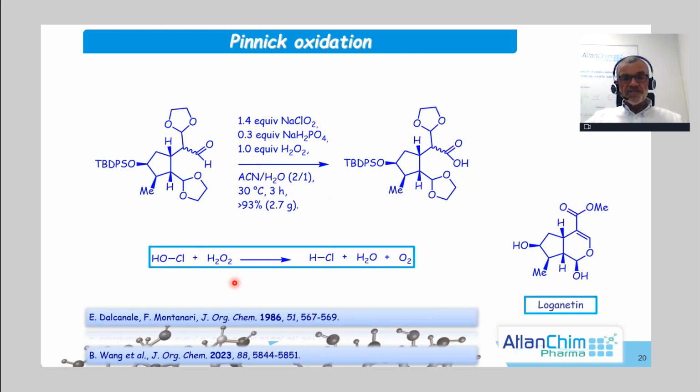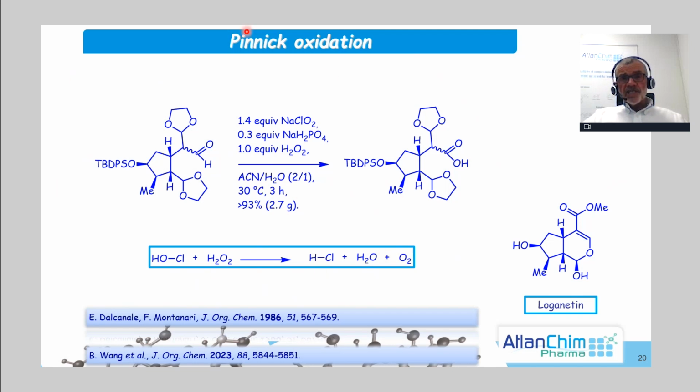In the Pinnick oxidation, hydrogen peroxide here can be used as hypochlorous acid scavenger, resulting in the formation of oxygen gas. This oxidation of aldehydes to carboxylic acids with sodium chlorite using hydrogen peroxide as a scavenger is known as the Dalcanale oxidation, and you have here the reference of this methodology.